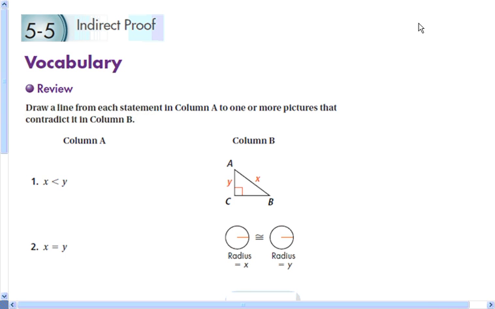Hey students, this is lesson 5.5, indirect proof. You will learn how to write an indirect proof.